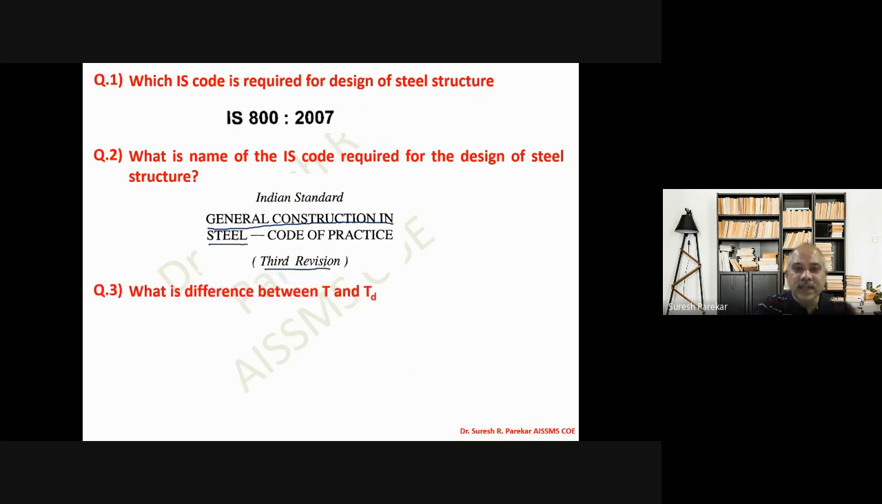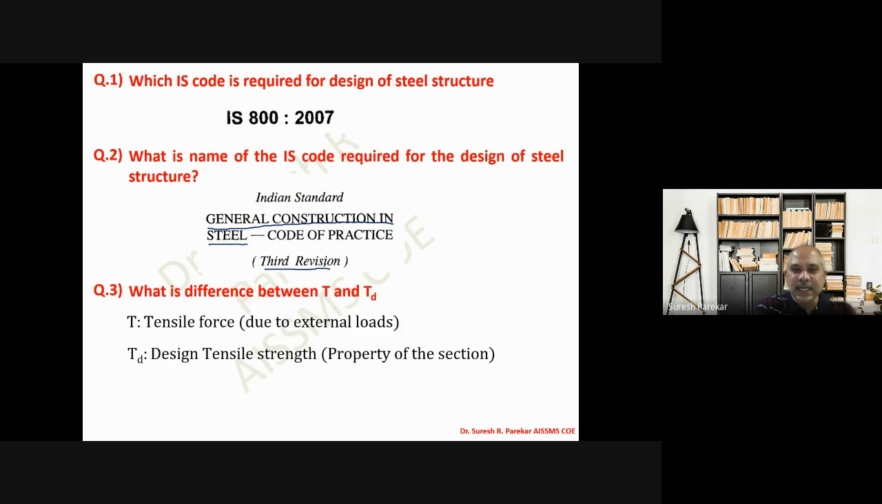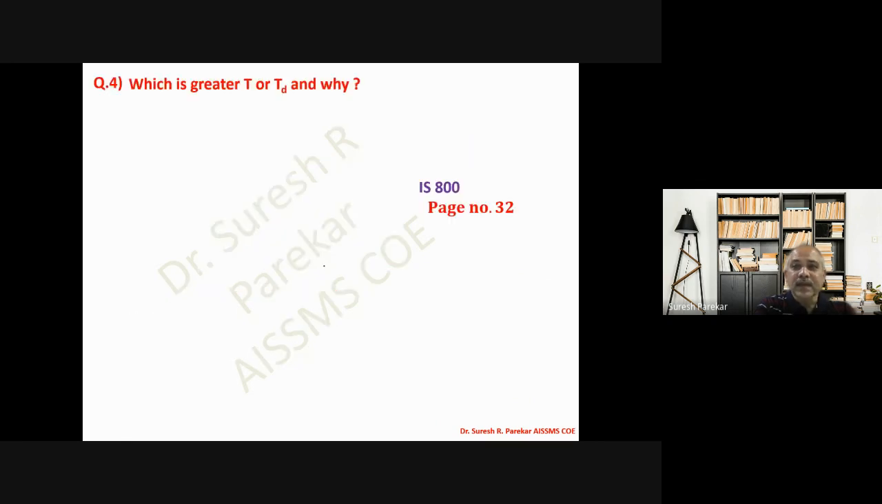Then what is the difference between T and TD? So we have T, that is the tensile force which is due to external loads, and TD, the design tensile strength, which is a property of the section. These are given on page number 32.